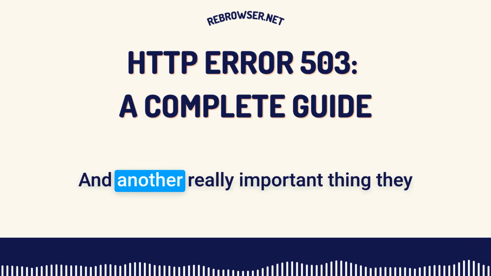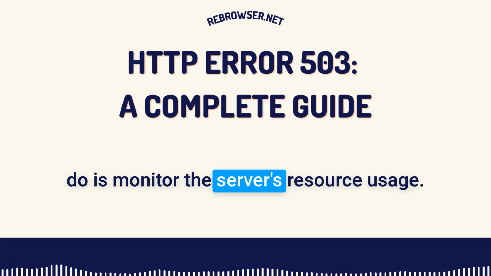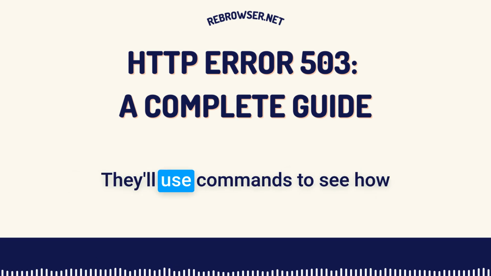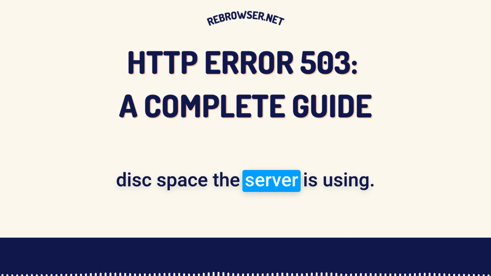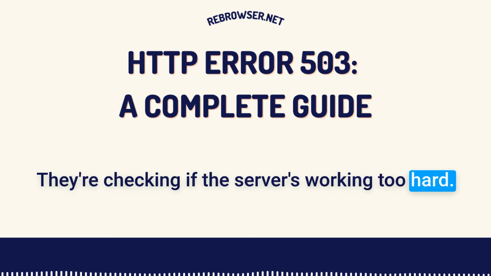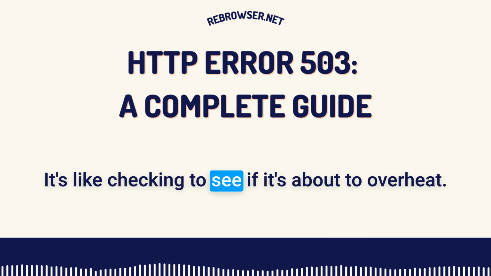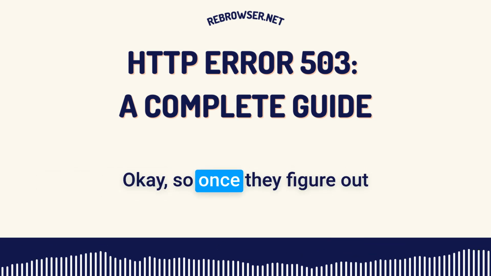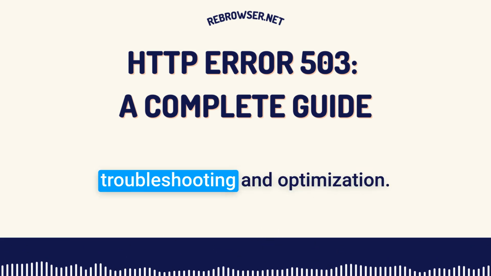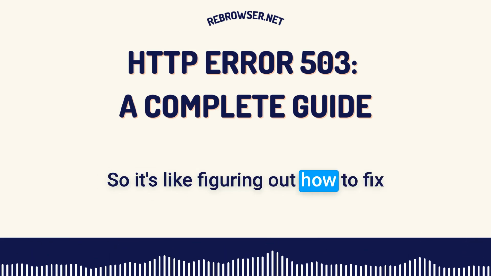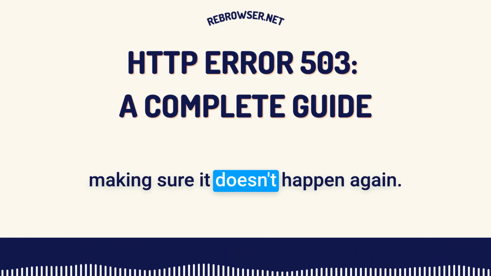Exactly. And another really important thing they do is monitor the server's resource usage. They'll use commands to see how much CPU power, memory, and disk space the server is using. Right, they're checking if the server's working too hard. Yeah, exactly. It's like checking to see if it's about to overheat. Okay, so once they've figured out what's wrong, what do they do? Well, then they move into troubleshooting and optimization. So it's like figuring out how to fix the immediate problem and then making sure it doesn't happen again.